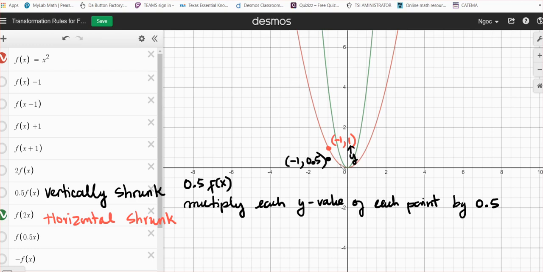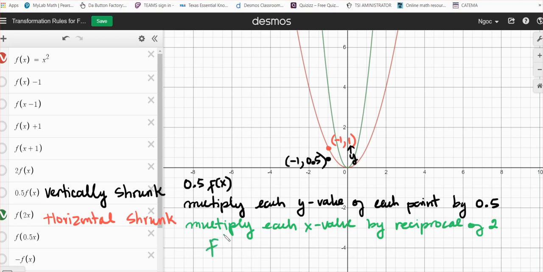Okay. So if we look at the point from our parent function, again the point is -1, comma 1. Now let's go and look at the green parabola. Okay. So the 2 in front of the x, now you have to think about it, because you want to compress it, so you don't multiply your x value of each point by 2, you multiply by the reciprocal of that. So I'm going to multiply each x value by the reciprocal of 2. So again, we have f of 2x. So we multiply each x value by the reciprocal of 2. Again, the reciprocal of 2, which is half.